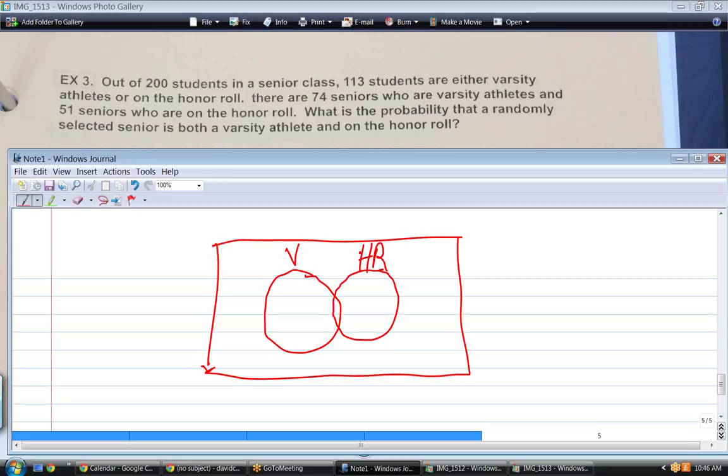There are 74 seniors who are varsity athletes and 51 seniors who are on the honor roll. So I can say that's 74, and that excludes the overlap. In other words, there are specifically 74 who are varsity. Now, hold on, that includes the overlap. And 51 on the honor roll.